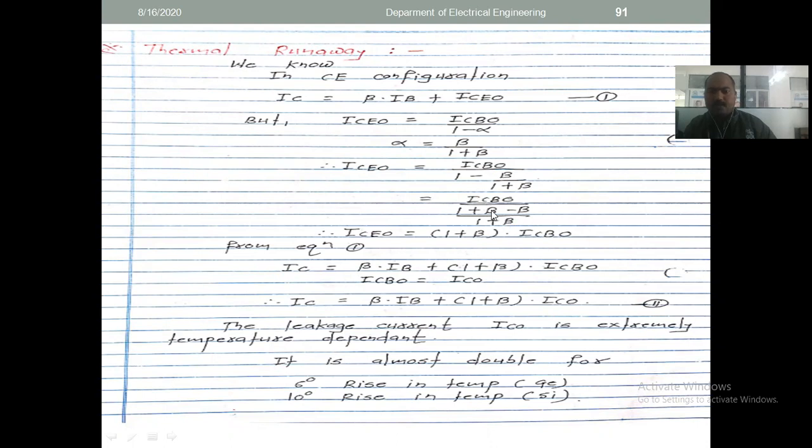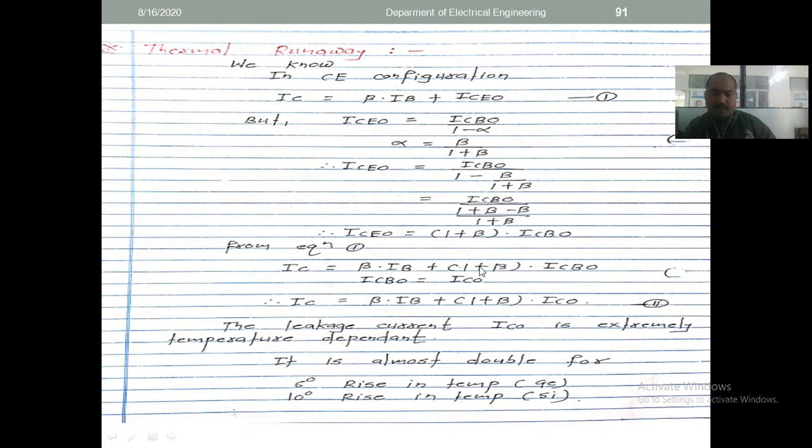When it goes to the upper side, it is multiplied, right? So ICO equal to ICBO into 1 plus beta. Okay, see, ICO equal to ICBO into 1 plus beta. From equation 1, this equation indicates IC equal to beta into IB plus ICO. In this equation, whatever ICO is coming, we have to calculate it here. So for that purpose, we have written this equation. See, IC equal to beta into IB as it is. For the ICO, we have to write 1 plus beta into ICBO.